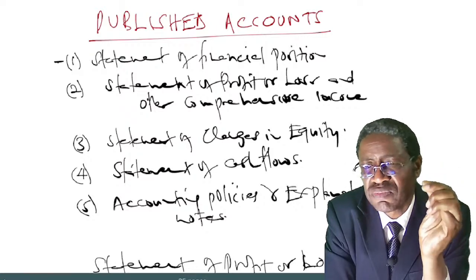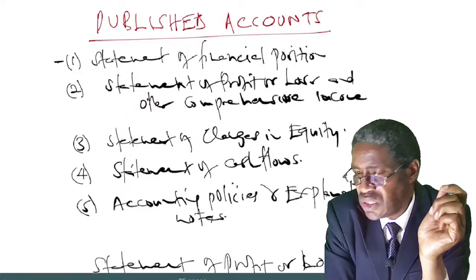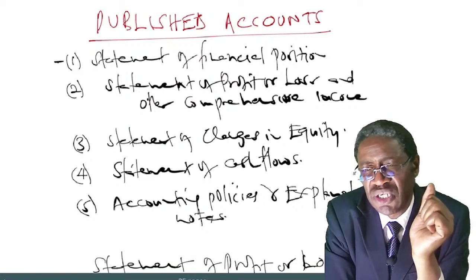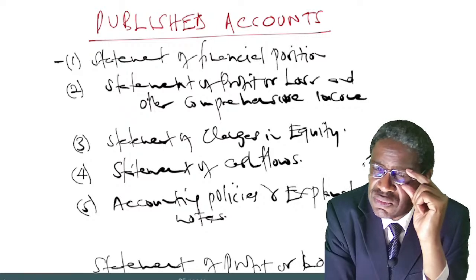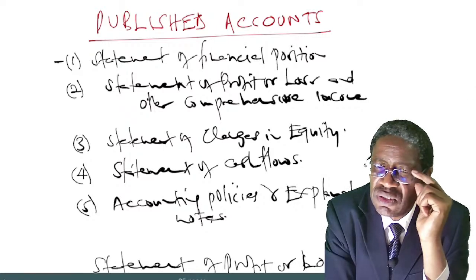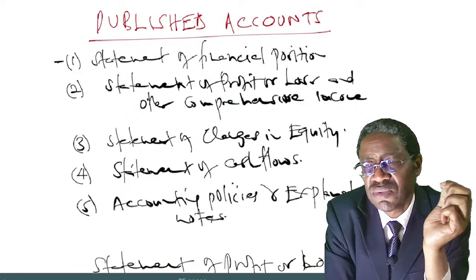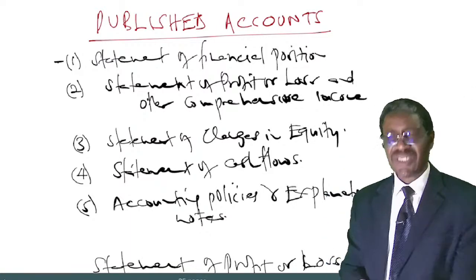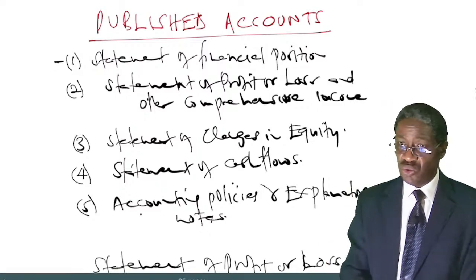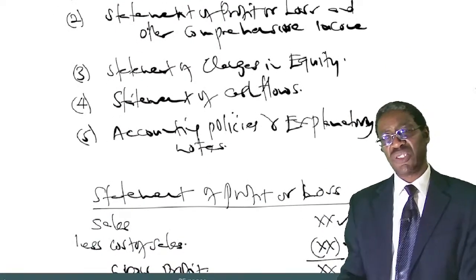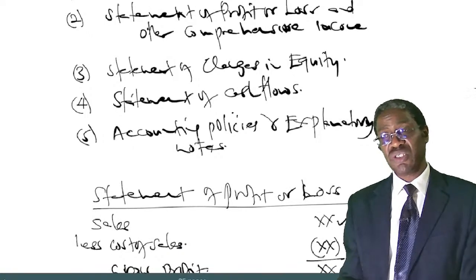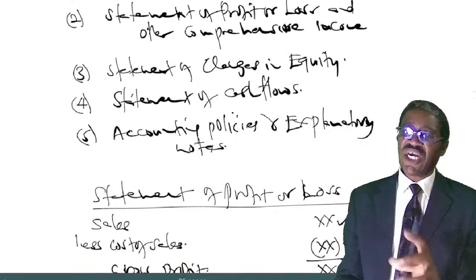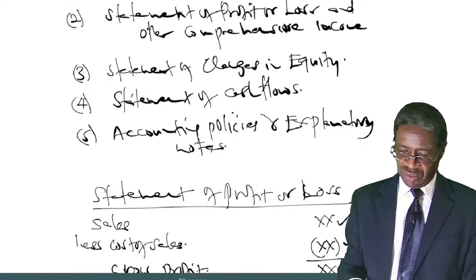Number four, statement of cash flows. Number five, accounting policies and explanatory notes.